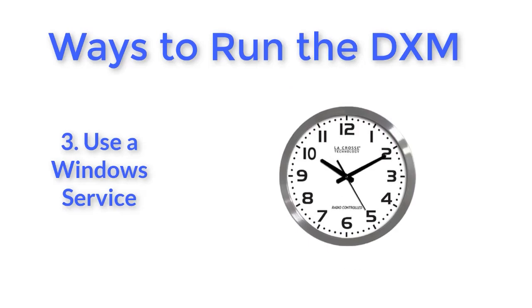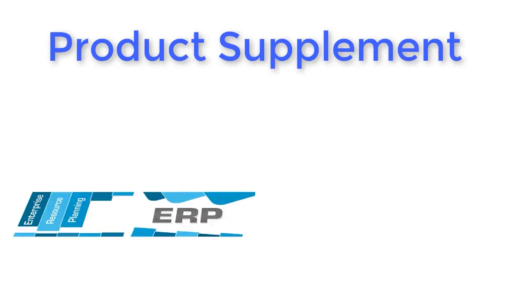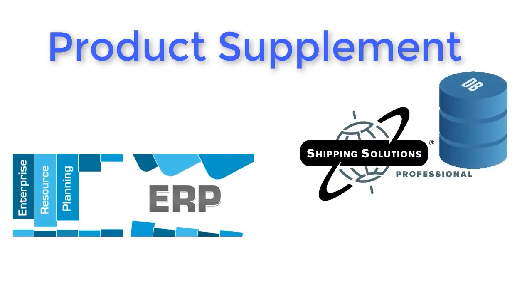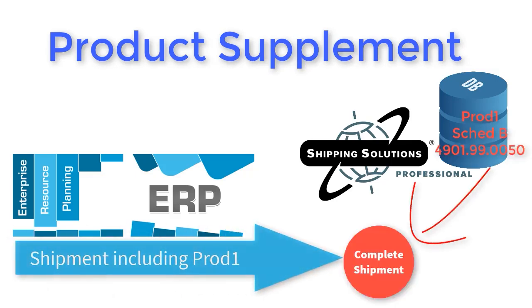Finally, there is a little something called the product supplement that you can use to supplement the data being pulled in from your ERP system with data stored in the Shipping Solutions database. For example, if your ERP system does not include product Schedule B numbers, you can store them in the Shipping Solutions products database, and the DXM will grab that field based on product ID as it loads the line items of the shipment.